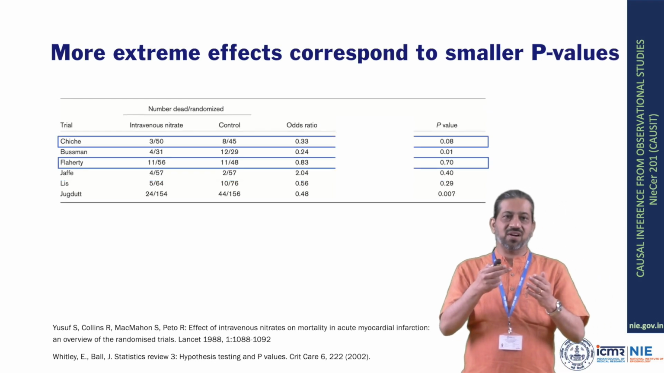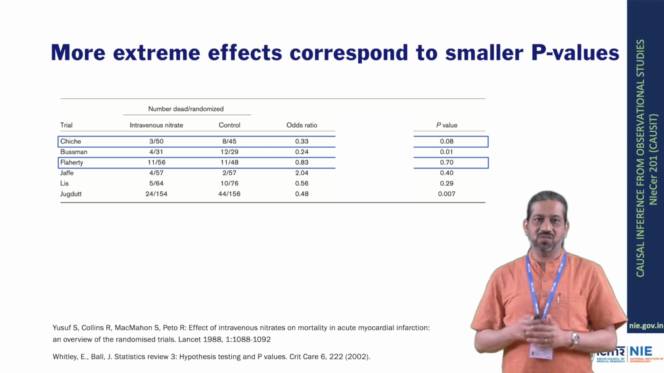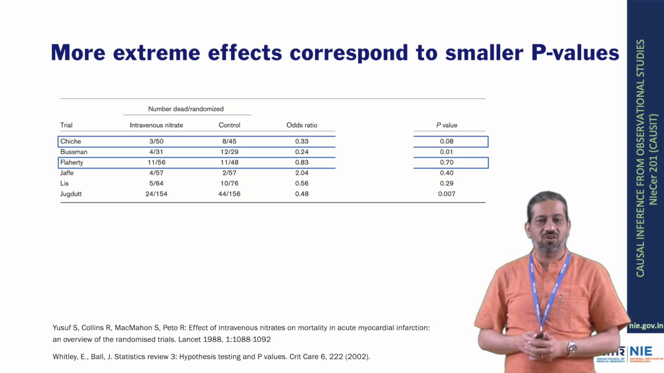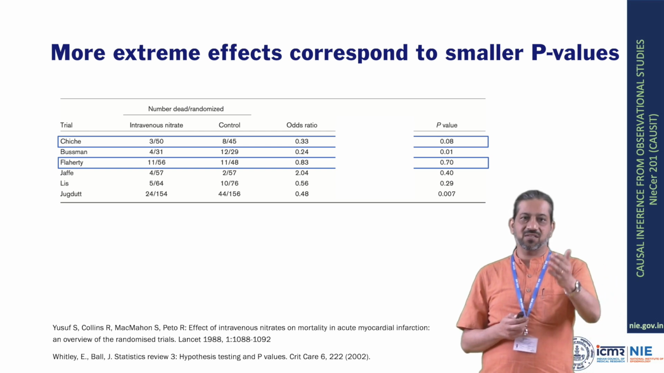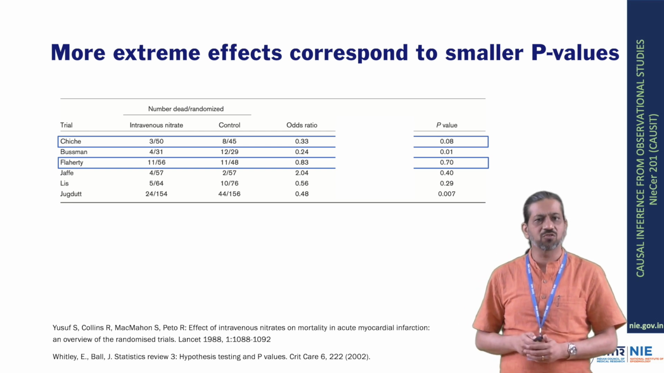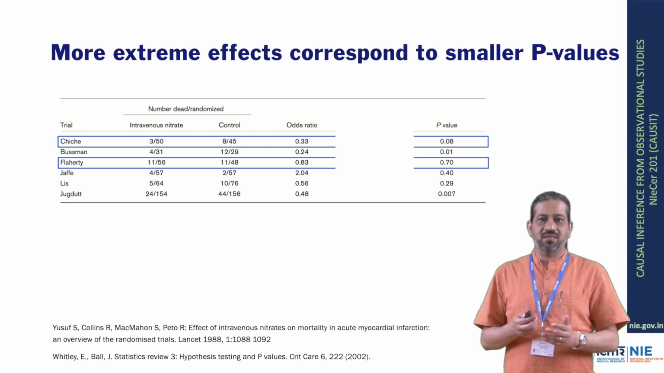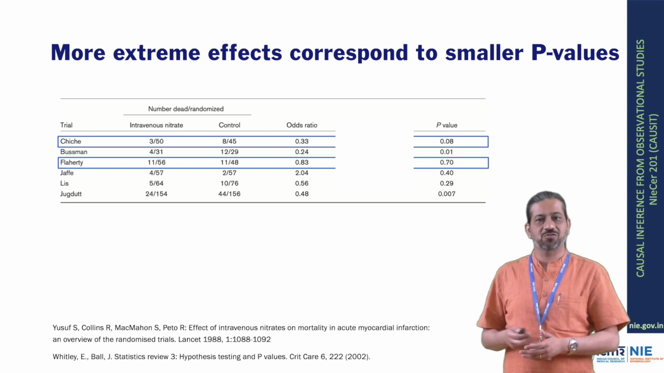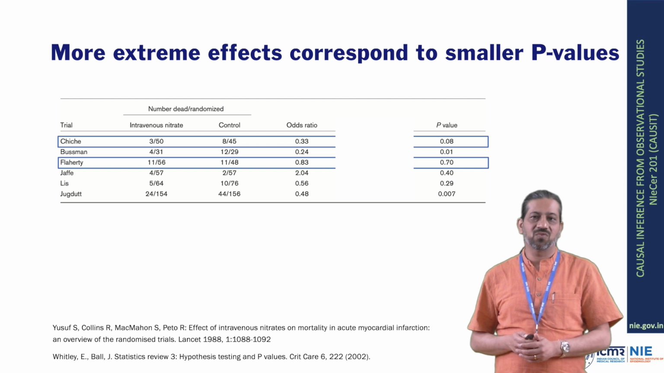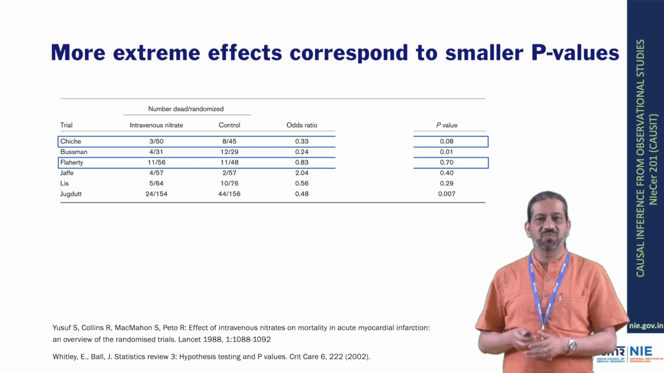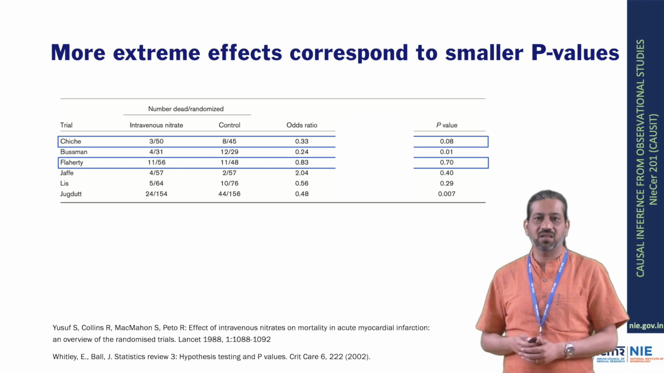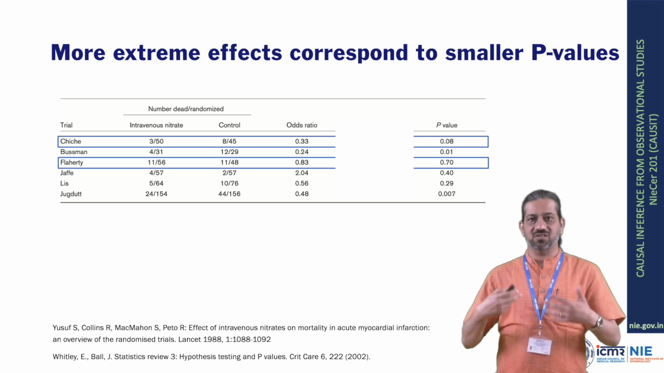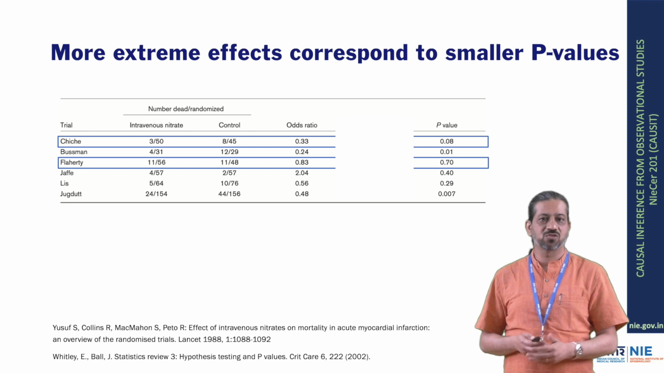Now, if we look at the Kish trial and the Flaherty trial, and at how many people were involved, the sample sizes of these two trials were almost similar. In the Kish trial, you had 50 participants in the intravenous nitrate group and 45 in the control group. Similarly, in the Flaherty trial, you had 56 in the nitrate group and 48 in the control group. Pretty similar. But here, the odds ratios are very different. You have a much lower odds ratio of 0.33 in the Kish trial and a much higher odds ratio of 0.83 in the Flaherty trial, and also different p-values. The smaller p-value occurs in the Kish study, which suggests that the effect of intravenous nitrate is much larger than in the Flaherty study, which has a larger p-value. So the larger the effect size, the more likely it is to correspond to smaller p-values.